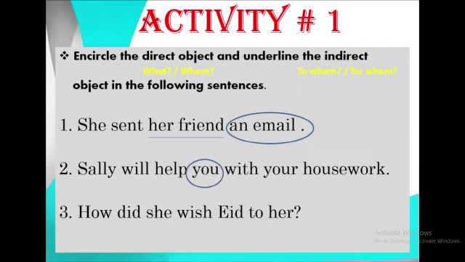Sentence 3. She wished Eid to her. So in this sentence, wish is the verb. So she wished what? She wished Eid. To whom? To her. So here Eid is the direct object and her is indirect object. Good job.